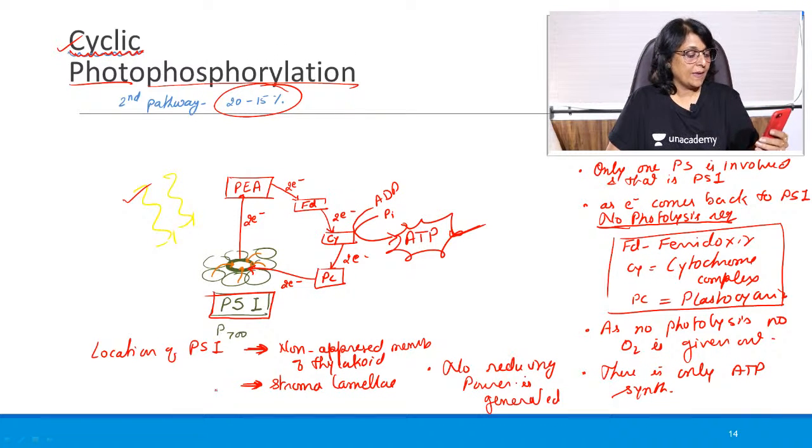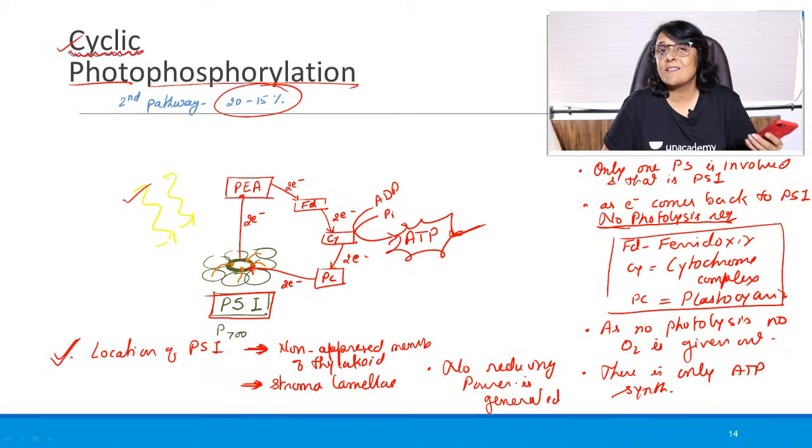lamellae. Very good. So those who have answered, that means they have attended the earlier lectures and they are revising also. The others have not answered, so I guess probably there can be only two reasons. One, maybe they have not attended those earlier lectures, or the second is they have not revised. So such type of questions are asked in your competitive exams, and that is why you need to revise those things. Okay, so is cyclic photophosphorylation clear, and can we distinguish between cyclic and non-cyclic?